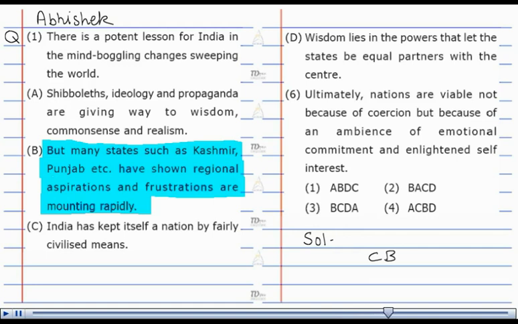Therefore, we can say that the statement before statement B should be the one which brings out the opposite view of B, which is C, because C talks about India being one nation and that has been achieved by fairly civilized means. Therefore, CB is the link which is available only in option number 4. Hence, our answer is option number 4.